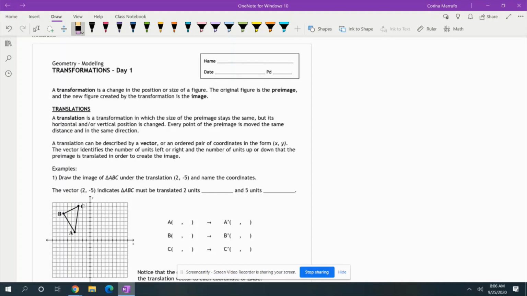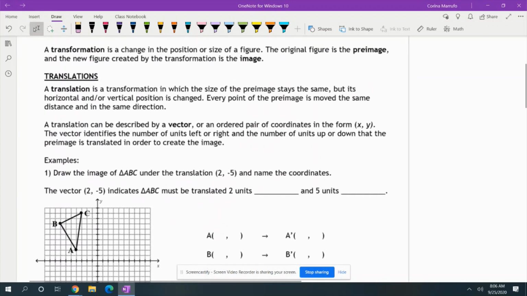So for today, we're going to be covering transformations. It says here, a transformation is a change in the position or size of the figure. The original figure is a pre-image. So pre means before you do the translation, so before, which is going to be our original image. And then we get this new figure, and our new figure is created by the transformation. And this is called the image. So this is after the translation.